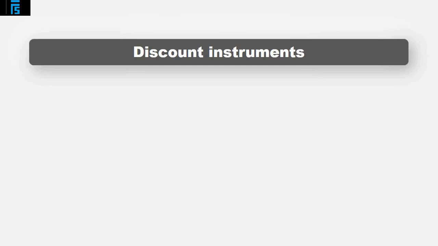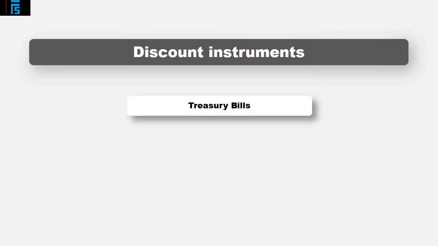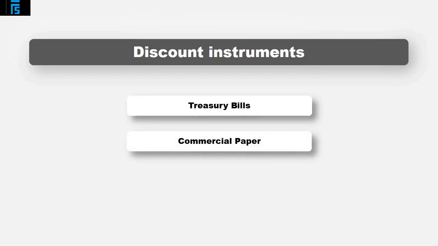The following instruments are discount ones. Treasury bills, which are issued by governments at a discount on their face value. Commercial paper. These are issued by big organizations with a very good credit rating. They are unsecured for a short period of time, usually for 30 days or so.